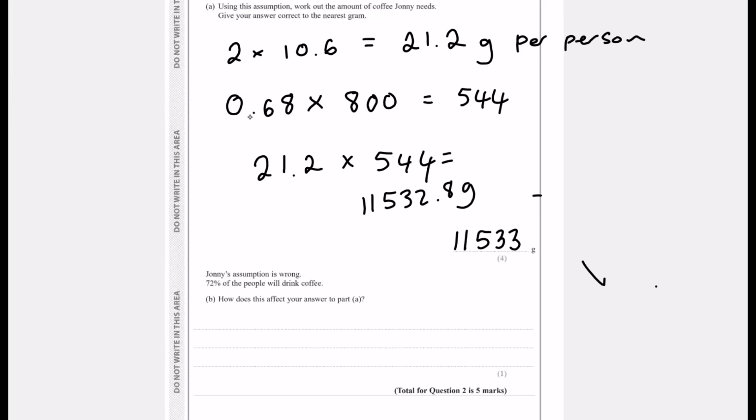Well, we had 68%. Now we've got 72%. So it's going to be bigger. He's going to need more coffee. So he will need more coffee.